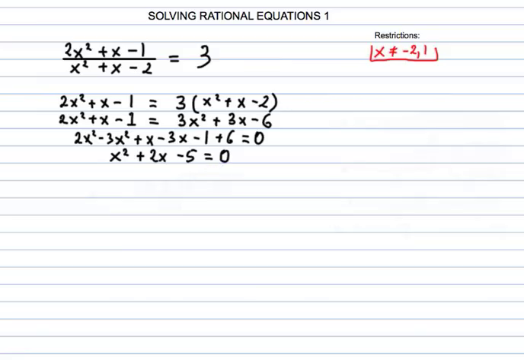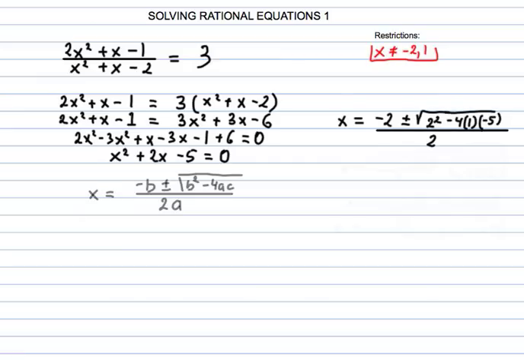So quadratic equation, let's solve it by using the quadratic formula. Okay, so the quadratic formula, we all know. If we don't, this is right here for you. So negative b, a and c. So what is a? a is 1, b is 2, c is negative 5. So this is why you have the statement right here in that form. The next step is to further simplify.